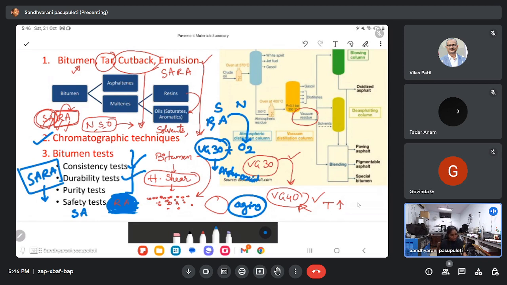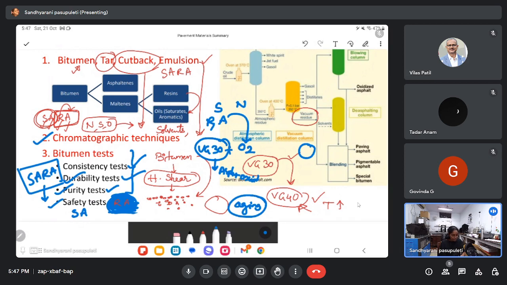So if we want to understand how far the behavior of the material has changed, we need to do this durability test, that is the aging test, and the purity test. After this distillation process, whatever bitumen I have observed, if I am able to dissolve that bitumen in trichloroethylene or carbon disulfide, I should not observe any residue on the top. So it should be completely dissolved. That is the purity test.